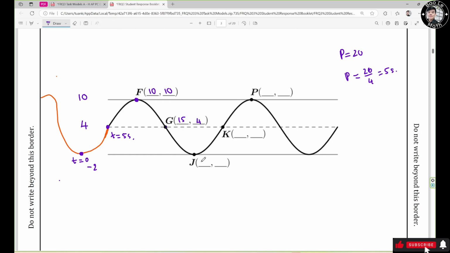Now, point J right here should be 20 seconds, and the height should be -2. Point K right here should be 25 seconds, and the height should be 4. Point P right here, you keep adding 5, it should be 30 seconds, and the height should be 10.